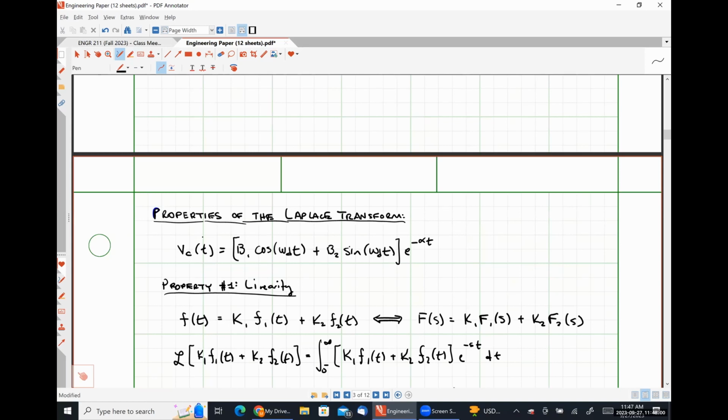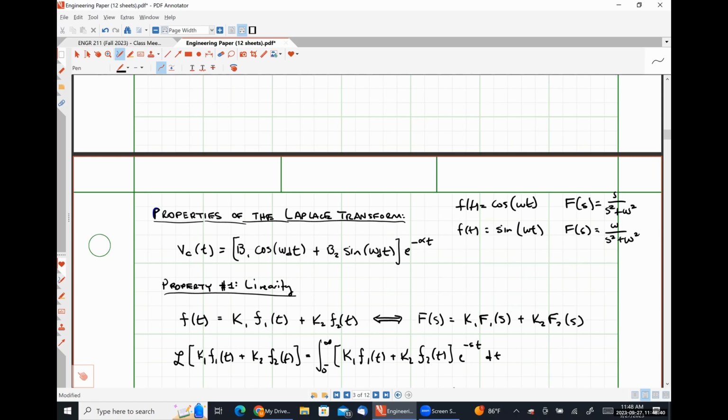So just as a quick aside here, we know that for f of t equal to cosine omega t, F of s was s over s squared plus omega squared. Am I remembering that correctly? For f of t equal to sine of omega t, F of s was omega over s squared plus omega squared, right?